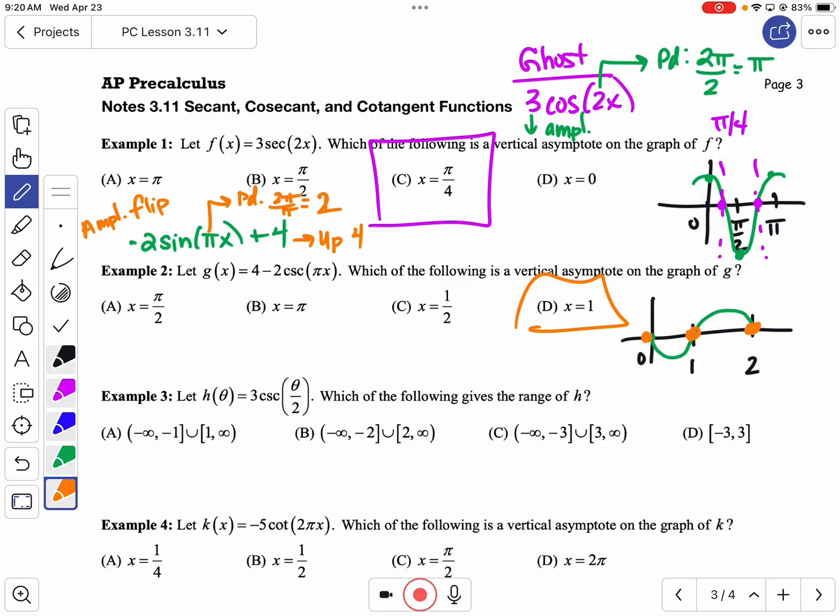Right? These are thinking, reasoning questions. Where are the zeros of your ghost? It's pretty much what it comes down to.